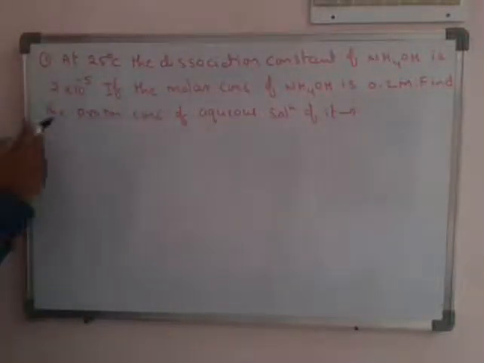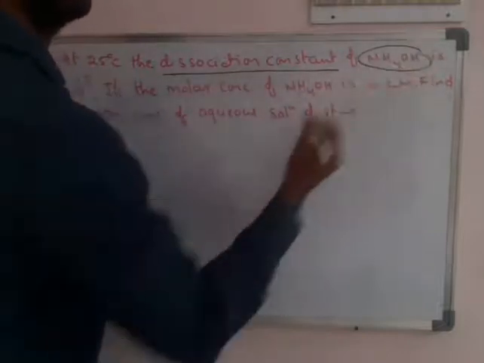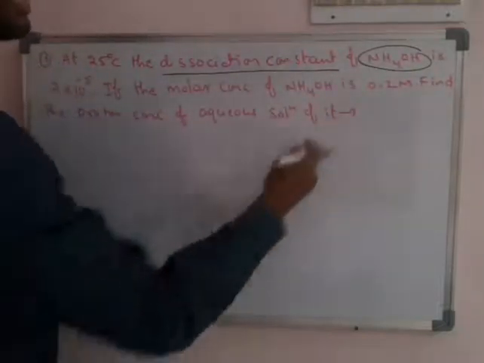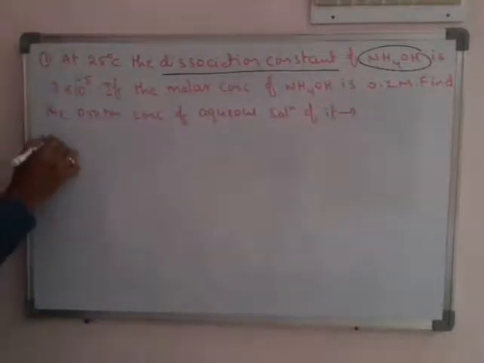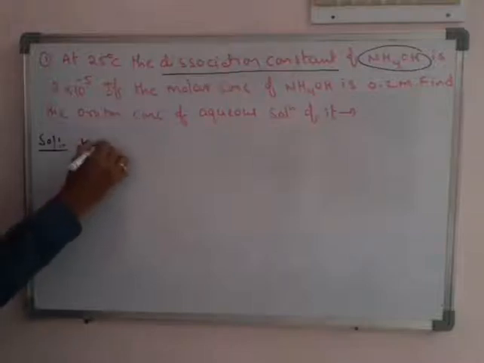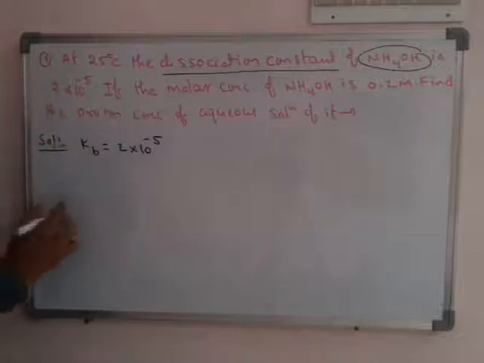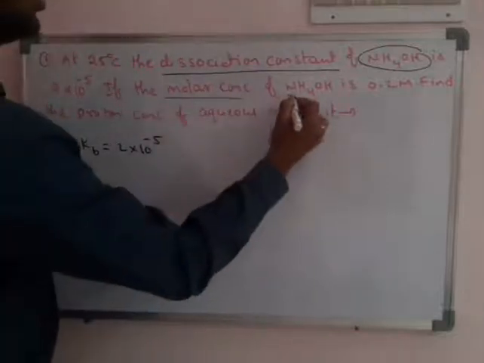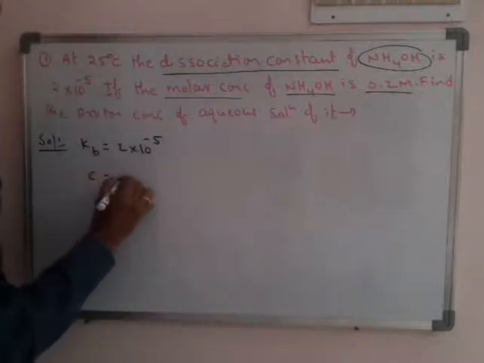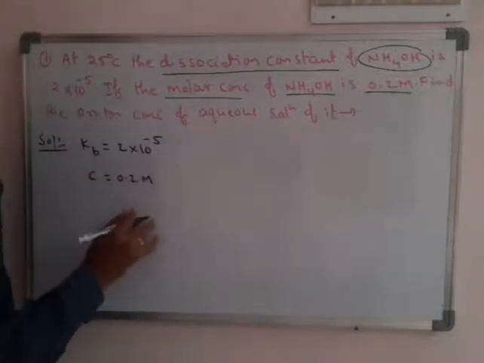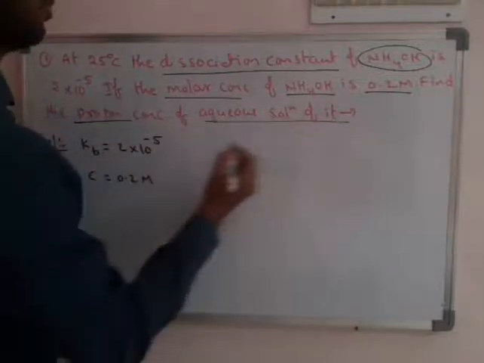So at 25 degrees Celsius, it is given that the dissociation constant of NH4OH, we know that NH4OH is a base. Dissociation constant is given means Kb is given. Kb is given how much? 2 into 10 to the power of minus 5. If the molar concentration of the base is 0.2 M, here the concentration is given as 0.2 in terms of molarity. We have to find the proton concentration of its aqueous solution.